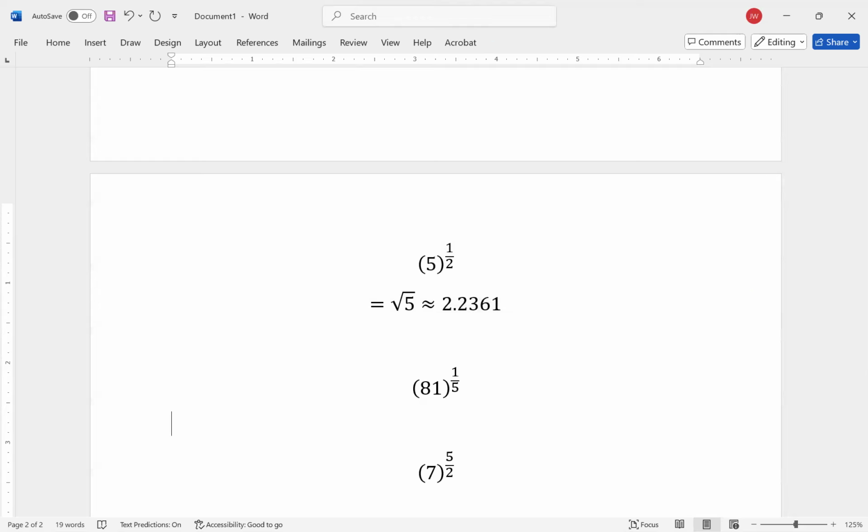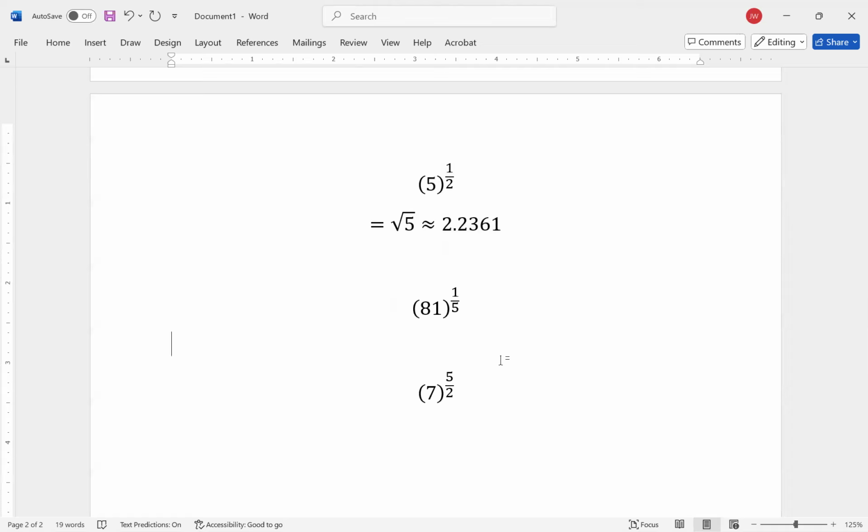Same thing with 81 raised to the 1/5. You can say, well, that's going to be the 5th root of 81.